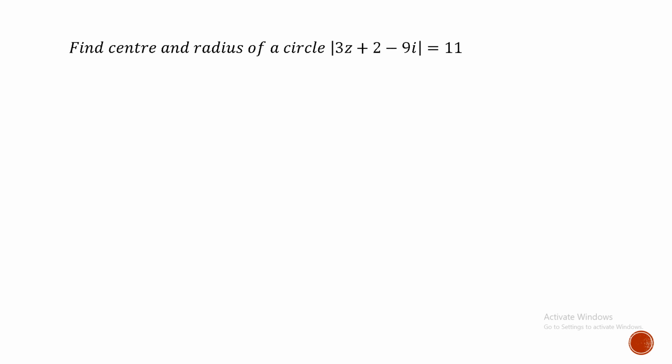Now let us consider that they have given us equation of a circle, and we have to find center and radius. In the previous problem, center and radius was given by them and we framed the equation. Now equation is given to us and we have to find center and radius. So let us write the equation, that is modulus of 3z plus 2 minus 9i is equal to 11.